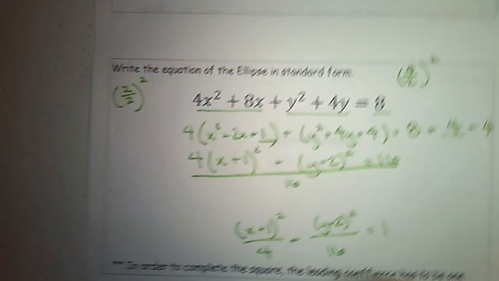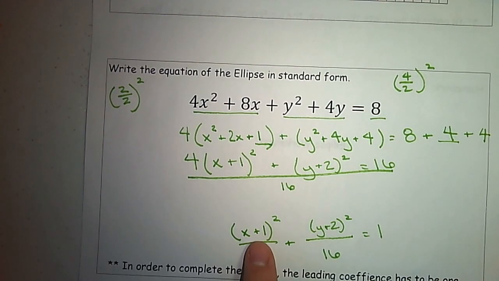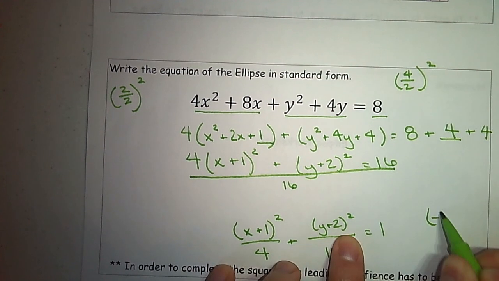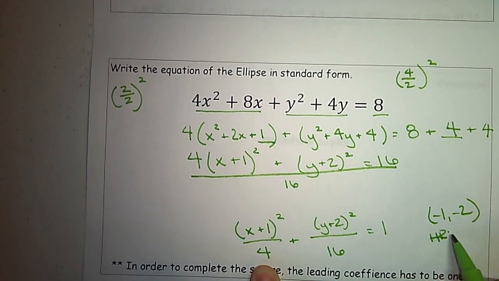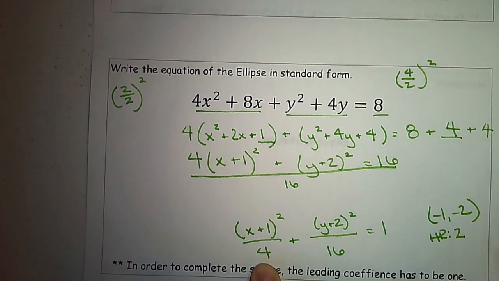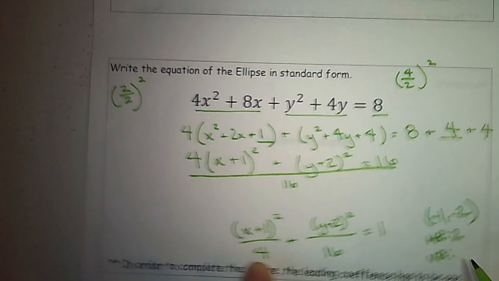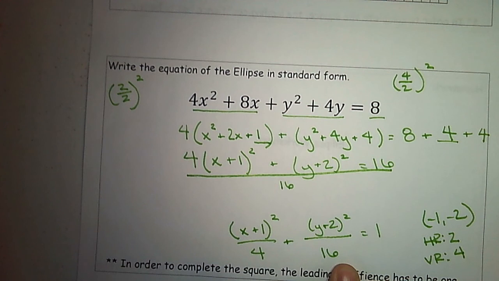So now we can easily tell that our center is -1, -2, opposite of what we think. Our horizontal radius, that A value, is going to be 2. And our vertical radius is going to be 4. All right, let's do one more like that.